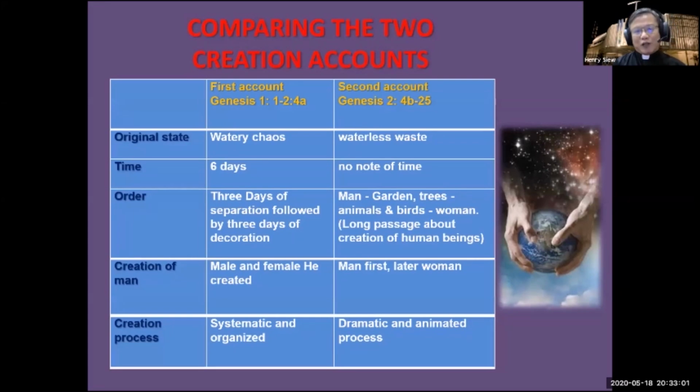And the style of writing, if you compare the two accounts, the first account is a very systematic way of presentation, step by step, day by day, and what has to be included would be included. So the author tried to include every aspect of creation into the days. Whereas the style of writing for the second account is a very dramatic, animated style.